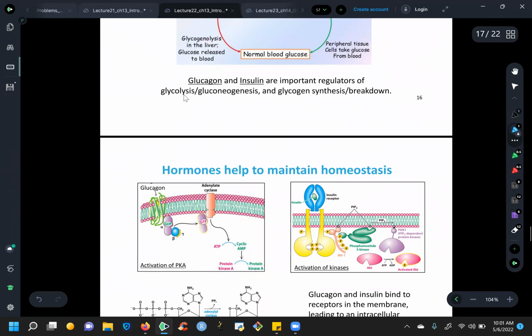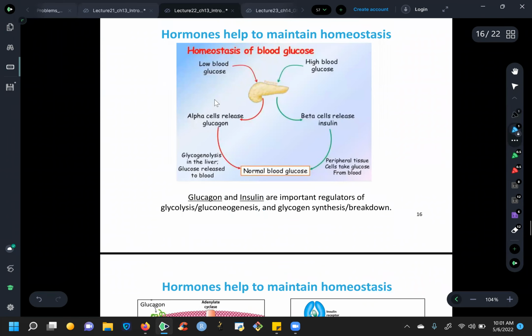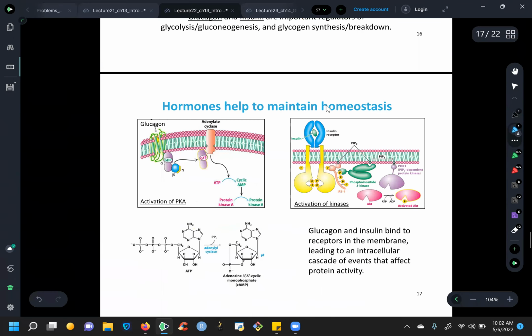They're important regulators of glycolysis, gluconeogenesis, and glycogen synthesis and breakdown. The reason for that is if you don't have enough glucose in your blood, remember that you have glycogen stores. And the reason that you have glycogen stores is for those moments where you need to break down glucose and then send it to the blood. And if you just ate, you have tons of glucose now, and you don't want that all in your blood. So you want to make glycogen, and then you want to store it for later on whenever you're starving.